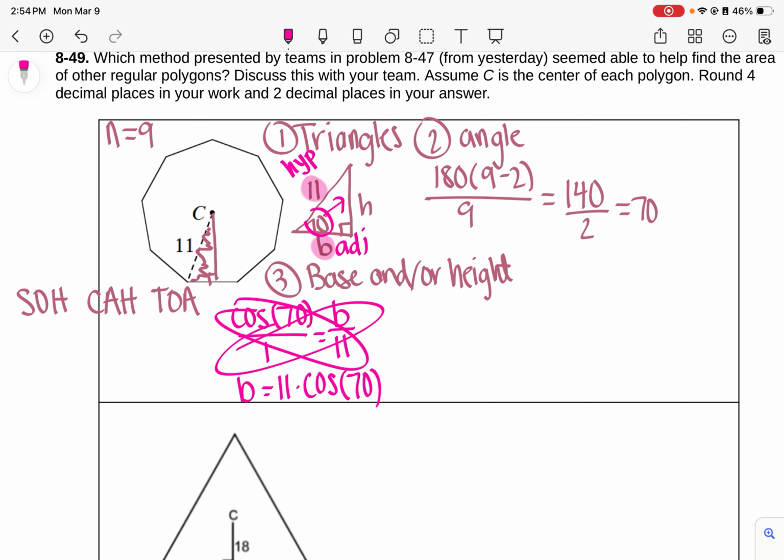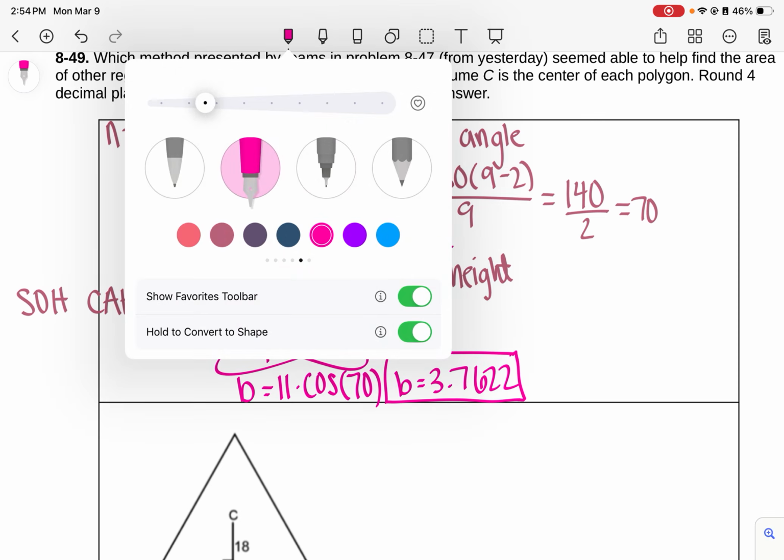We're going to round to 4 decimal places in our work. So we get b equals 3.7622. I like to circle it just to keep my stuff organized. So then we can also put it there, 3.7622.